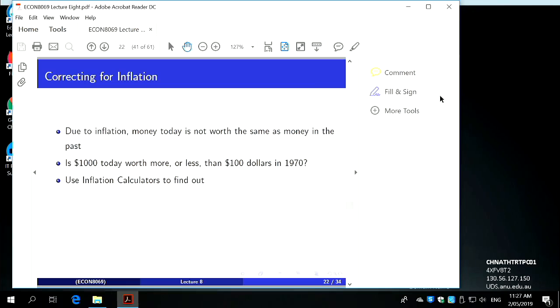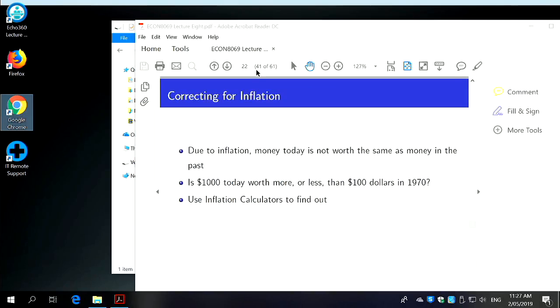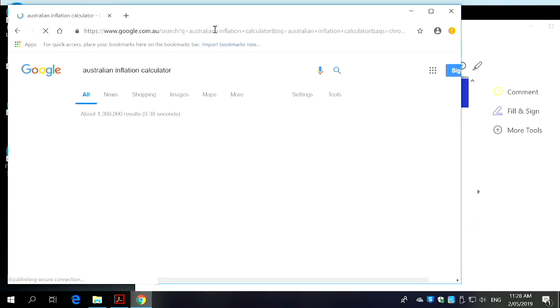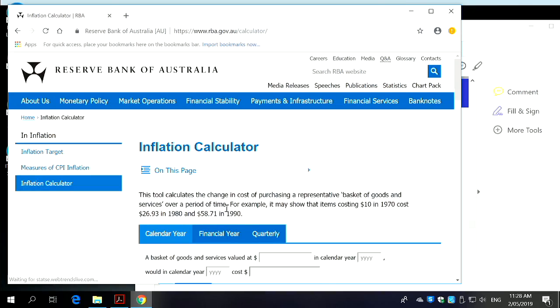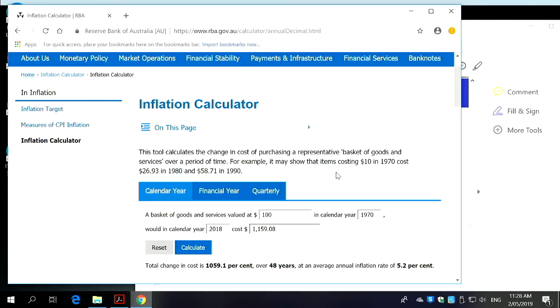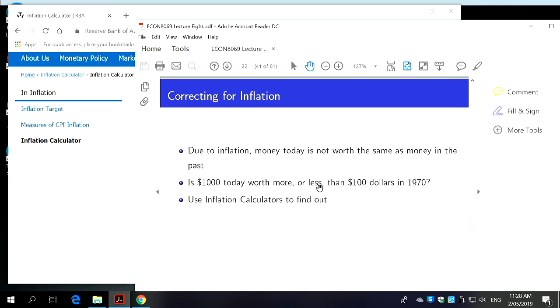All right, let's find out. The way we find out is we go to our inflation calculator. So $100 in 1970 is worth the same as, I don't know if it likes 2019, so I'm going to put in 2018 here. $1,000 in 1970 is worth $1,159 today. It was pretty close. I picked the number so that it was pretty close. But $1,000 today is worth slightly less than $100 in 1970, because $1,150 today is worth the same as $100 in 1970.